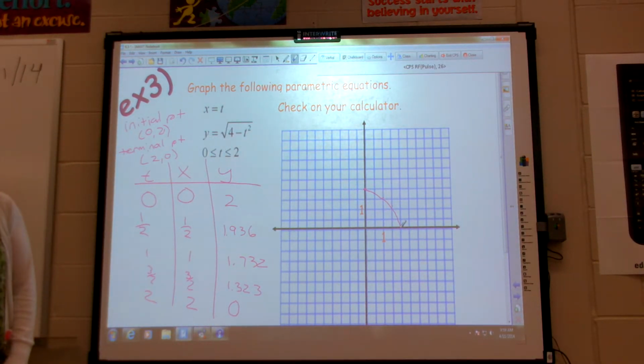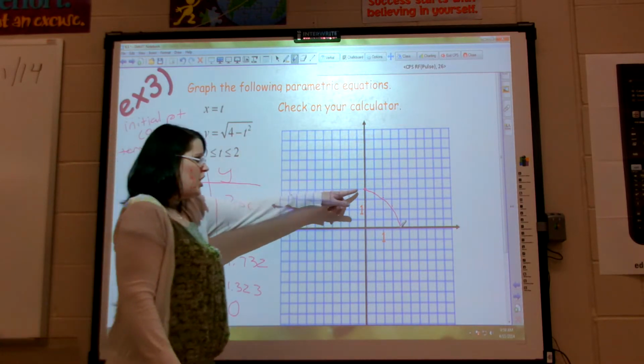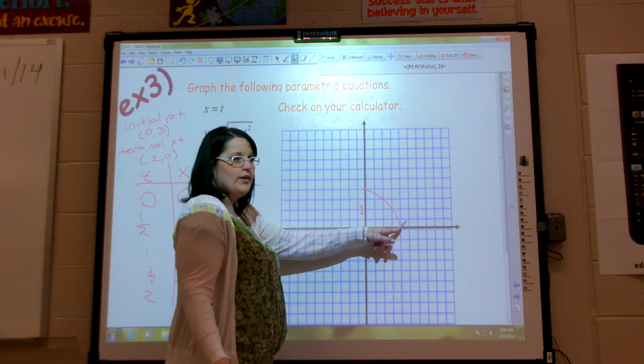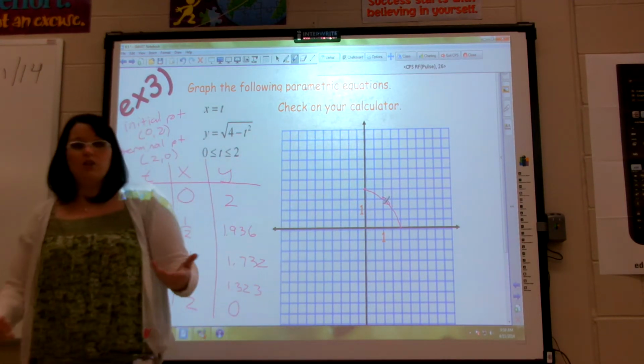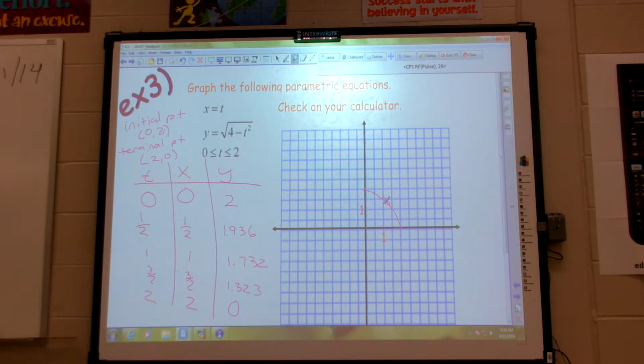It's a semicircle. Ta-da! Now, if it started here and ended here, what direction is it going? Clockwise. So I could ask you another question: what direction is it going? It's clockwise. That's what's going on. Yeah?